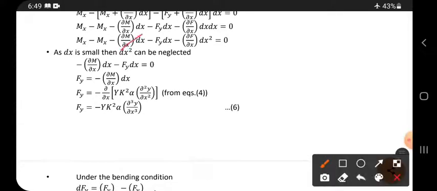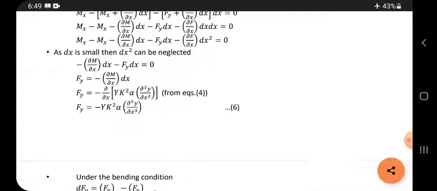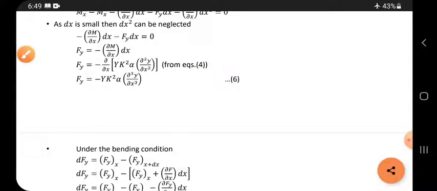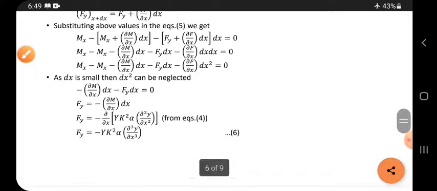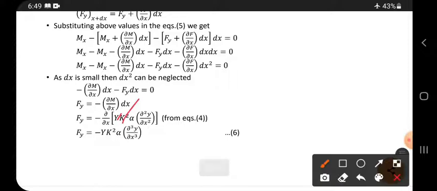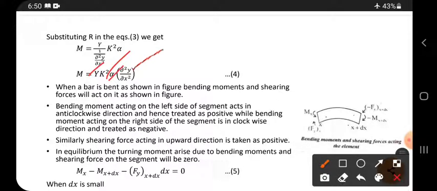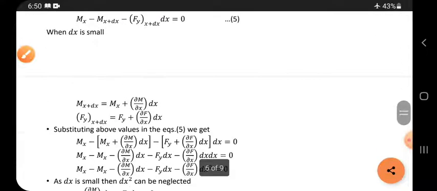Now what are these two factors? Bring this to this side: it is minus on this side, plus on that side, but here we have the minus, and this minus is multiplied here. Now the M value is already given in equation 4. Let me go back once again. What is equation 4? M equals Y k square alpha ∂²y/∂x². That is substituted here.